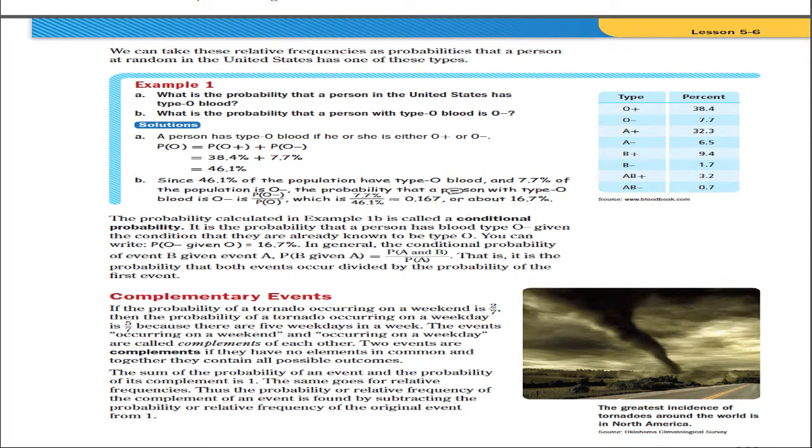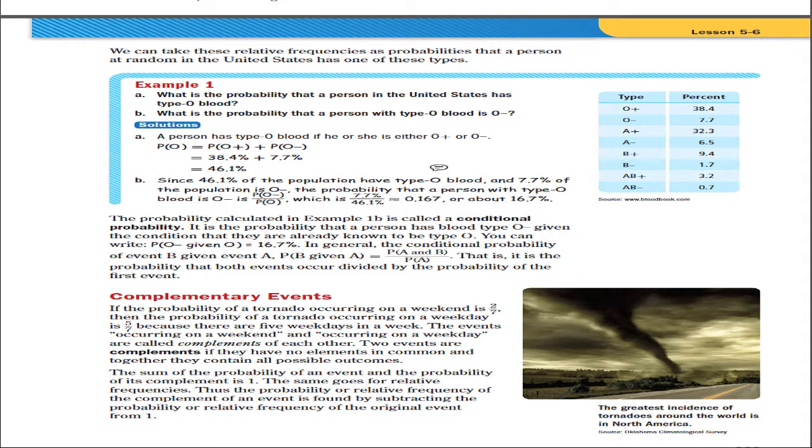Conditional probability, from solution B, is dependent. It's if a person is type O, what is the probability that they are O negative? And we've got a solution here where it tells us what that was. But the general equation for this is the probability of B given A. So that's the probability that B happens given A. In this case, the probability that you're O negative given that you're O.